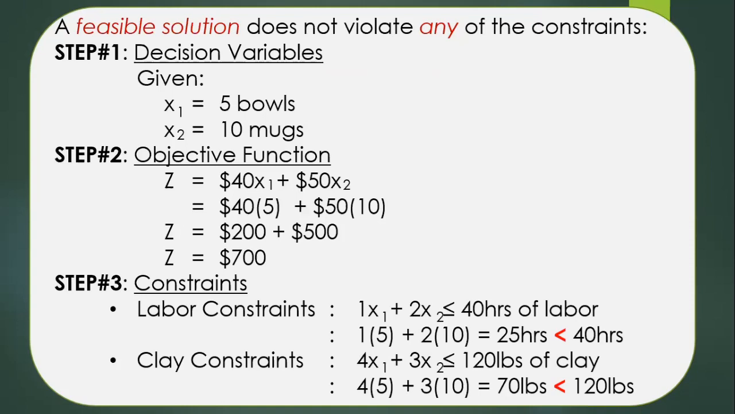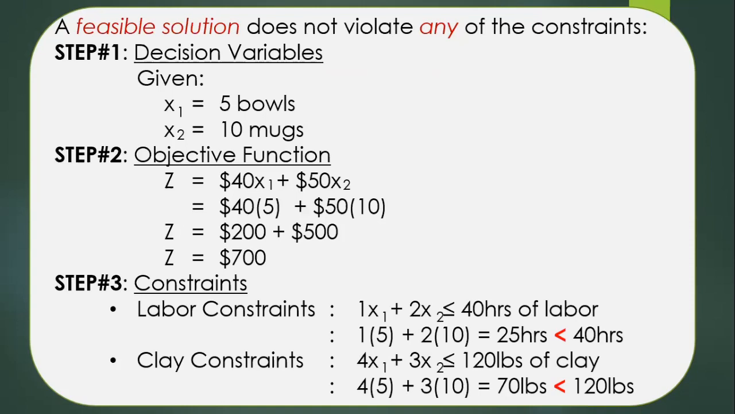Is 25 hours less than or equal to 40 hours? 25 hours is less than 40 hours. And therefore, since we have not exceeded our capacity of 40 hours, this is considered a feasible solution because we did not violate any of our constraints. We did not violate our labor constraint, to be specific.